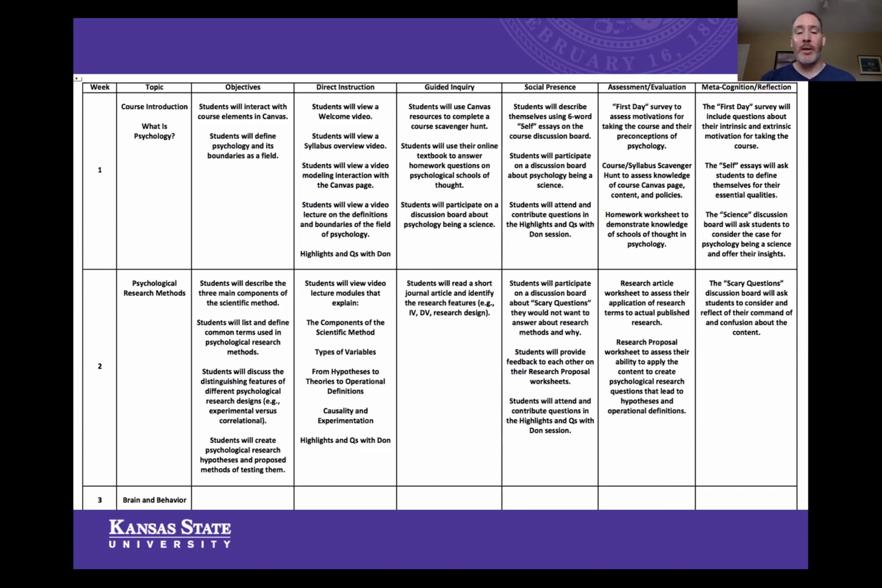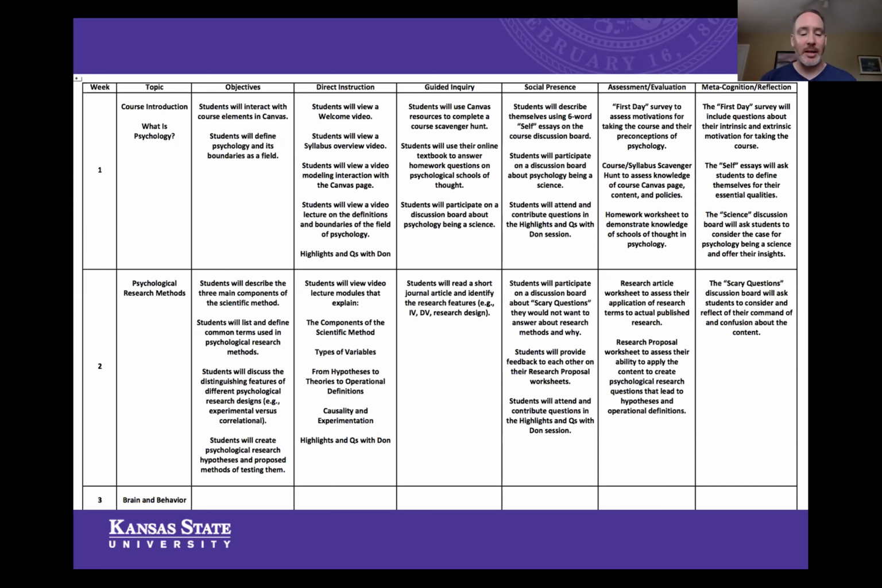They're then going to use their online textbooks to answer homework questions on psychological schools of thought. So how is the behavioral school of thought different from the humanistic school of thought, different from the cognitive behavioral school of thought, for instance? So they'll have this that they're going to use, and they'll do this on their own. And they'll also participate in a discussion board about psychology being a science.